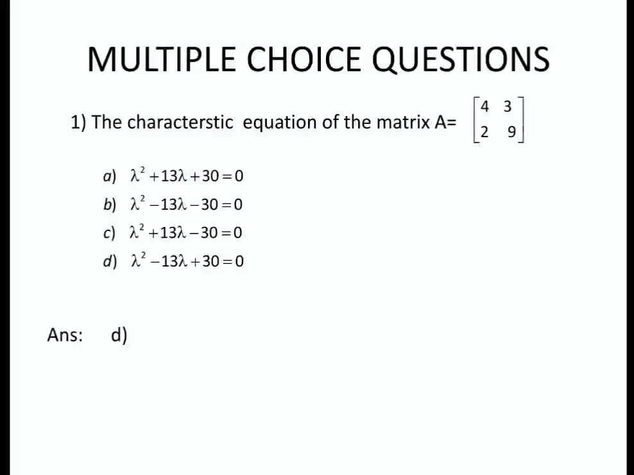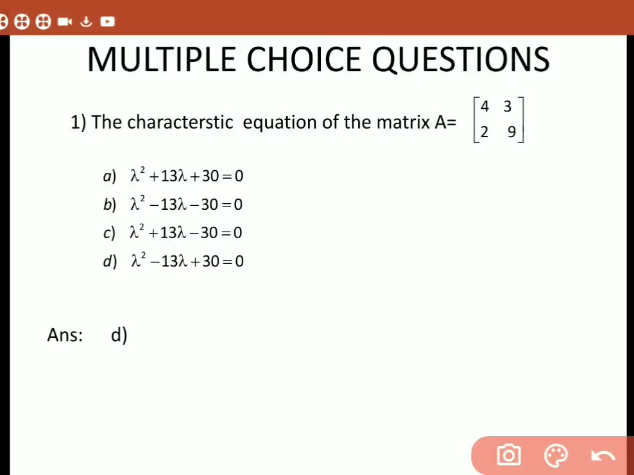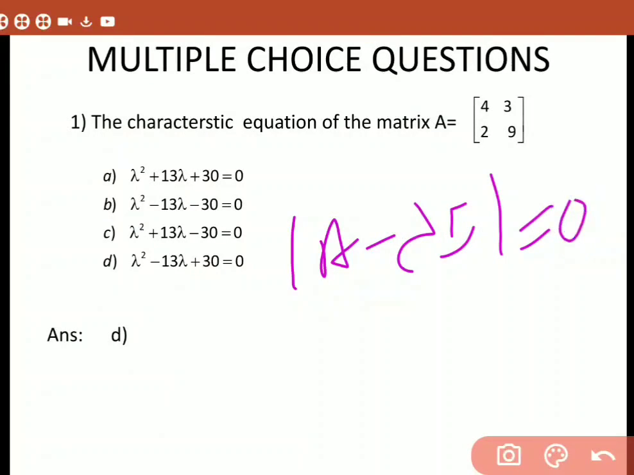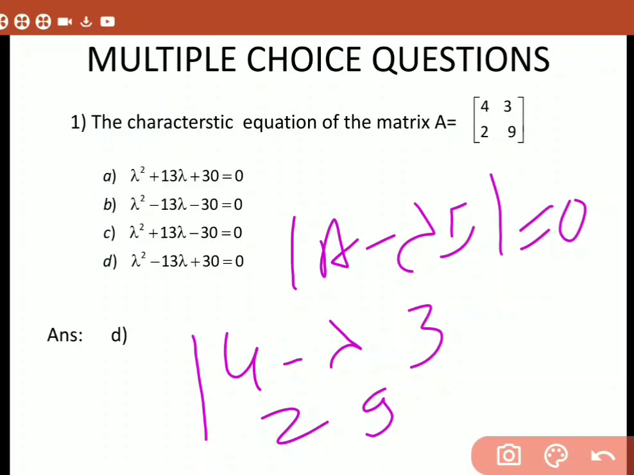I have given some multiple choice questions. You solve these examples yourself and I have given the answer also. But you have to solve this one, then only you will get the answer. First is the characteristic equation of this matrix. You know how to find the characteristic equation. Characteristic equation means here determinant of A minus lambda I is equal to 0. In this case you should get 4 minus lambda, 3, 9 minus lambda. Simplify this, you will get this result.